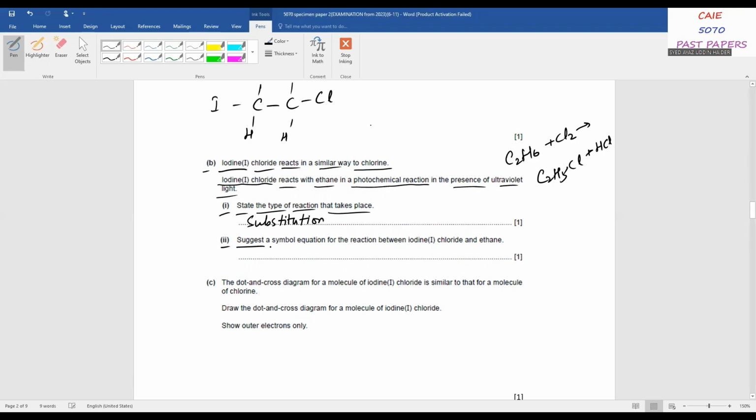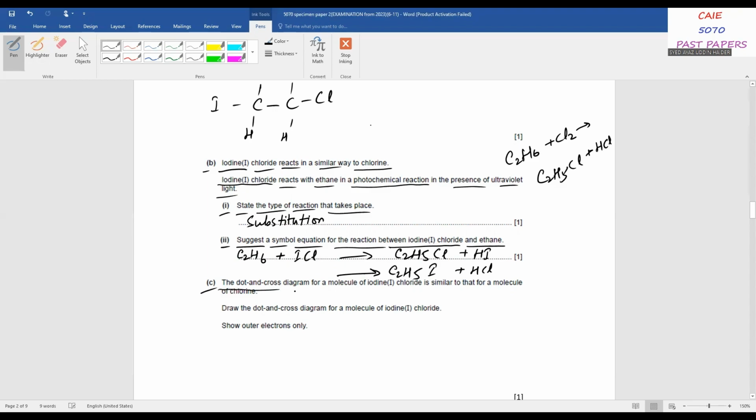Number 2, suggest a symbol equation for the reaction between iodine 1 chloride and ethane. Symbol equation. It's very easy. You can write either this C2H6 plus ICl. You can write any one of these. You can easily predict the product. Either C2H5Cl plus HI or C2H5I plus HCl. Both are correct.